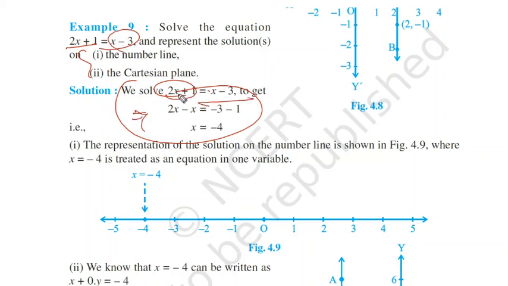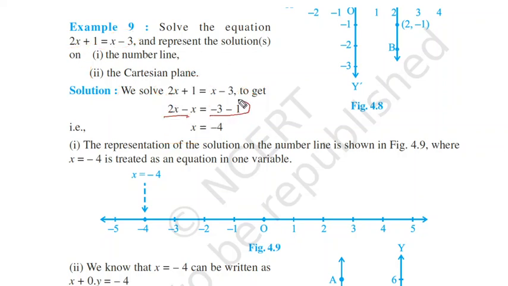Now 2x plus 1, we have 2x here. Now bring x to LHS. Now 2x minus x equal to, here minus 3 was there, and plus 1 will be transposed to here, minus 1 it will be. So 2x minus x equal to minus 3 minus 1, which implies 2x minus x is x, equal to minus 4. So we got the value of x. You can say x equal to minus 4.